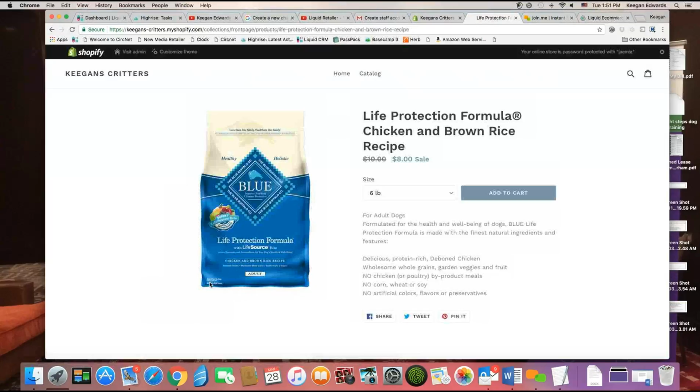So if I click on the product, it takes me here. I can see that this was $10 and now is on sale for $8. If I switch to 15-pound, I don't get the $2 discount anymore because the discount or sale price is only on the 6-pound bag. So if I add that to my cart, I'd only be charged $8 at checkout.